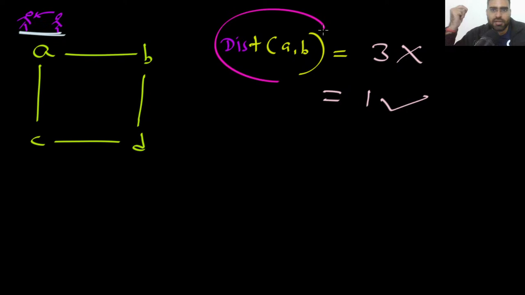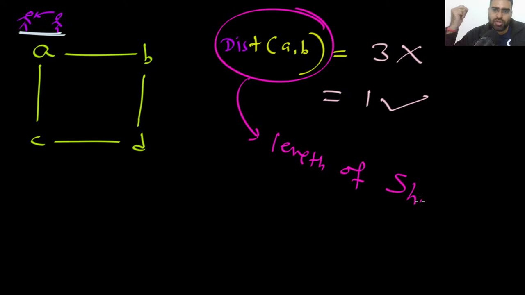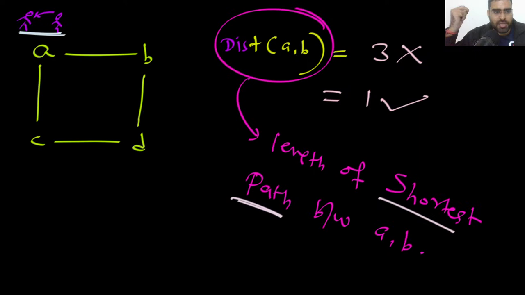So remember, distance, what is this? This is the length of the shortest path between A comma B. That is called distance. You will say that between A comma B, the distance is 1. The length of the shortest path between A comma B. This is the concept of distance.